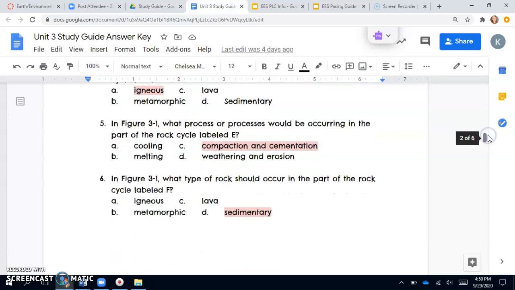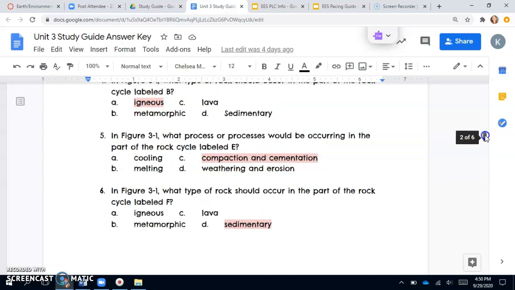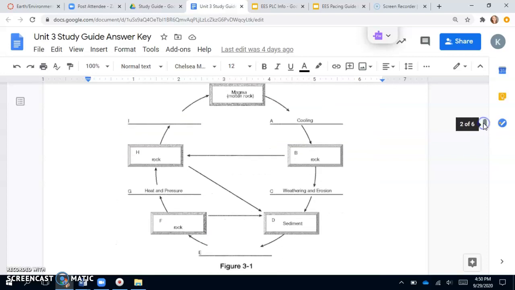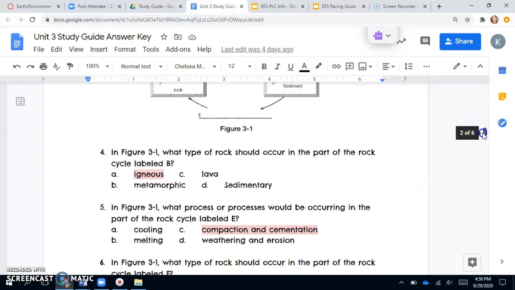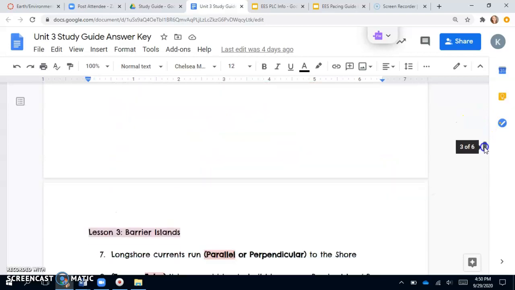And then finally 6 says, what type of rock should occur in the part of the rock cycle labeled F? Well, we just talked about that the cooling of the igneous rock, the weathering and the erosion of the igneous rock led to pieces of sediment. The sediment was cemented and compacted into F, which would be our sedimentary rock. So the answer there is sedimentary rock.